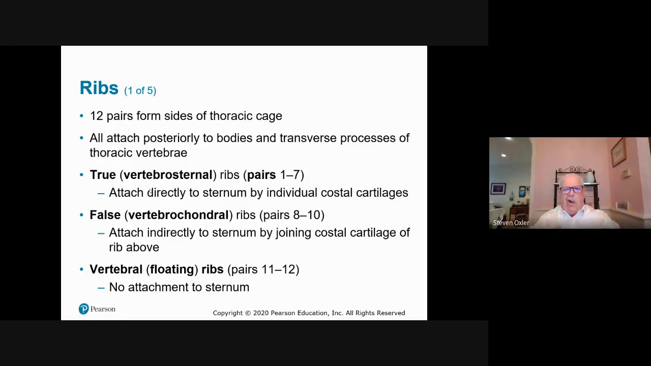The ribs. We talked about the ribs, and what I told you about the ribs is what you should know. The true ribs, 1 through 7, attach directly to the sternum. The false ribs, 8 through 10, attach indirectly to the sternum by joining the costal cartilage of the rib above. The floating ribs, 11 through 12, do not attach to the sternum.